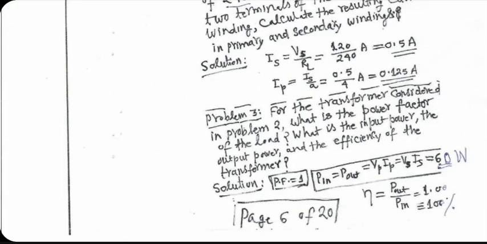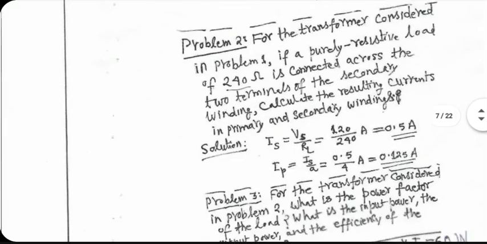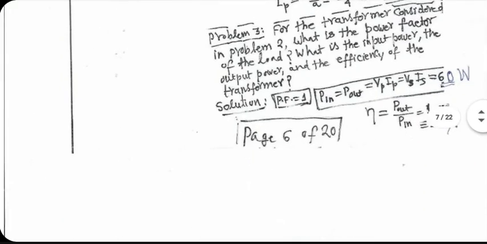And similarly, if you do on the secondary side, VS times IS, then VS is supposed to be 120 volt and IS is supposed to be 0.5 ampere. So 120 into 0.5, that also should give you the same answer, 60 watt. So input power equal to output power equal to 60 watt. And efficiency is output power upon input power, 100%. Lossless case, obviously.